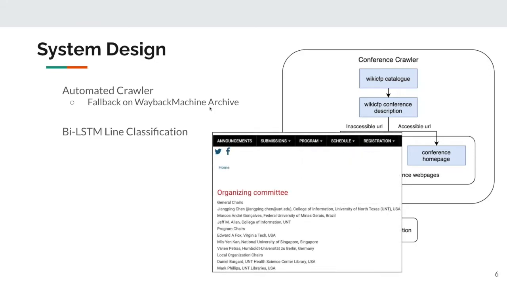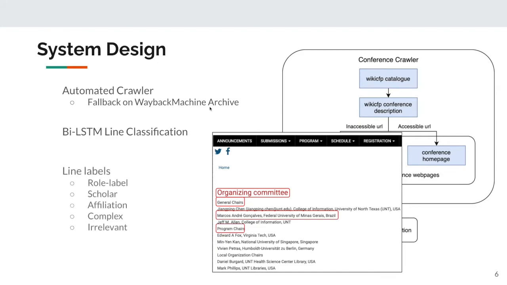So in the example above, we can see that we have an overarching role label followed by textual lines that contain information on the researcher and his or her affiliation. Our final labels for the line classification task are hence either one of role label, scholar, and affiliation, when a line contains text only of such atomic information, or complex, which means the line contains any combination of the previous three labels.